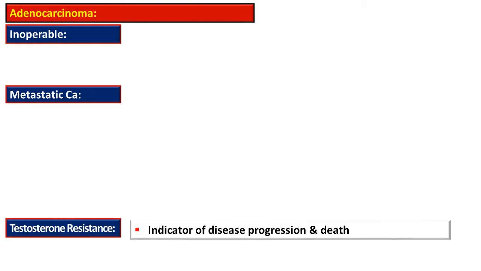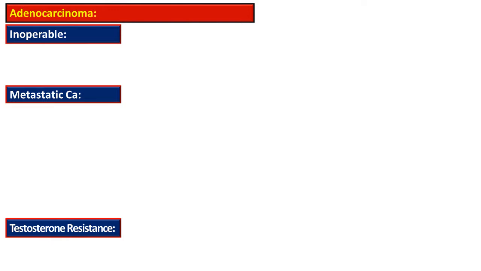The development of resistance to testosterone deprivation indicates that the disease is now going to progress and it will lead to death. The mechanisms for development of resistance are androgen receptor gene amplification, splice variants that lack the ligand binding domain, mutations in the androgen receptor that allow it to be activated by non-androgenic ligands, and mutation or epigenetic changes that activate alternate signaling pathways.